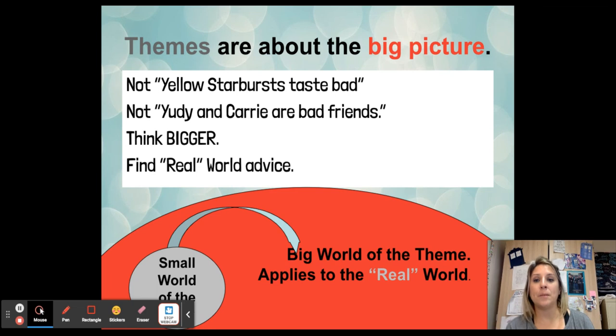Themes are about the big picture, so they're not your opinions. You can't say, oh, yellow Starburst tastes bad. That's not a theme. It's not a detail about characters, so not Judy and Carrie are bad friends. That's not a theme. You have to think bigger. You have to think of the real world.